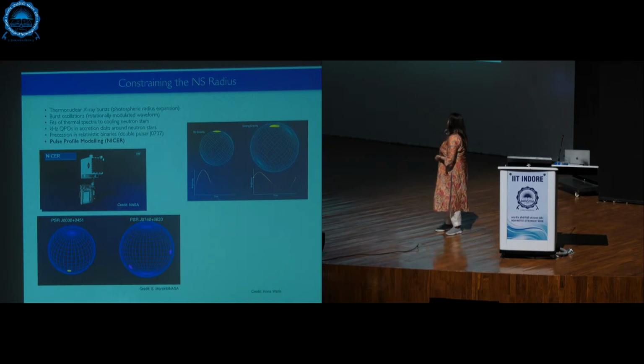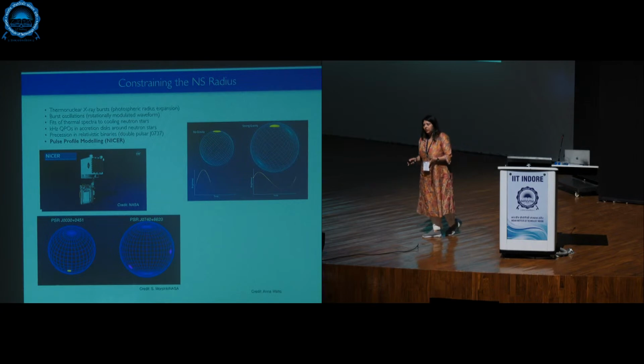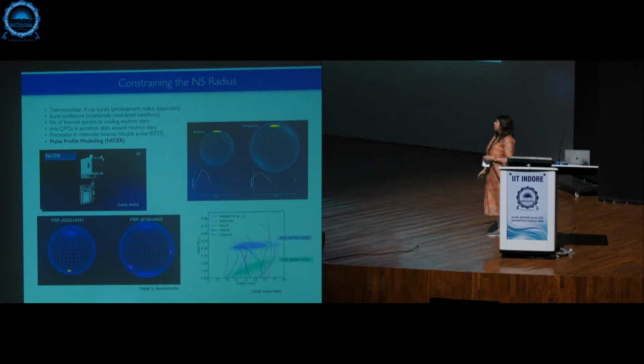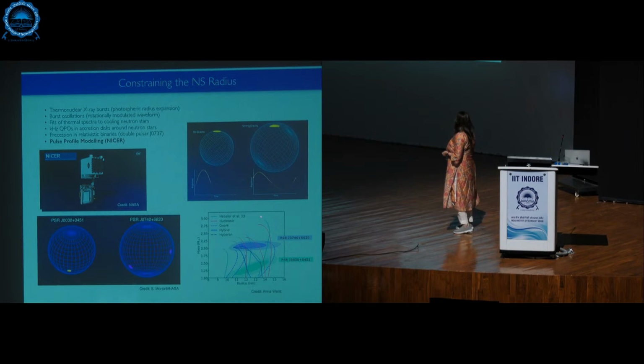The NICER mission uses a very different technique called pulse profile modeling, and it has been able to put very important constraints on the neutron star mass and radius. So there have been observations of a couple of systems which have put very tight bounds on the mass and radius, that helps us to constrain the neutron star equation of state, and therefore to understand what is there in the neutron star interior.